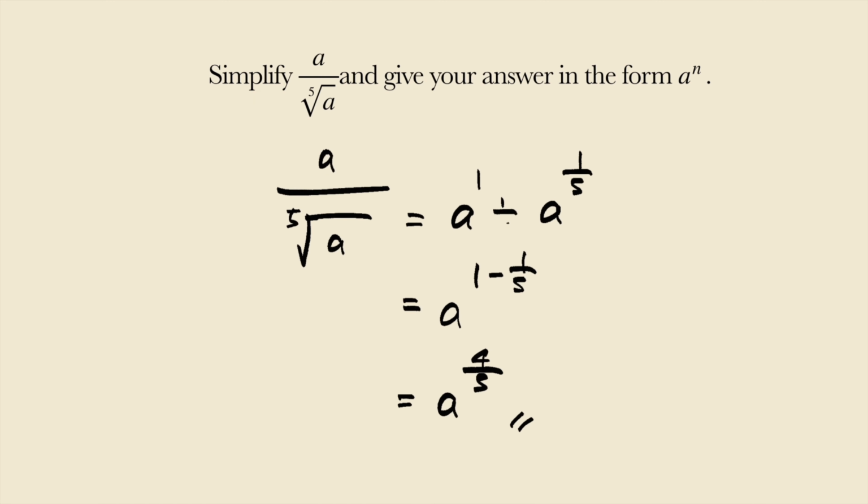So we've got 5th root, so that's a to the power 1/5. You see that they are of the same base, division, so we subtract the powers. So that's going to be a to the power 4 over 5.